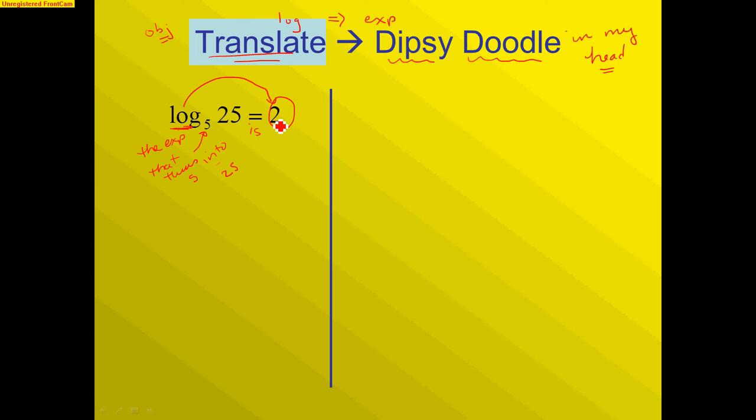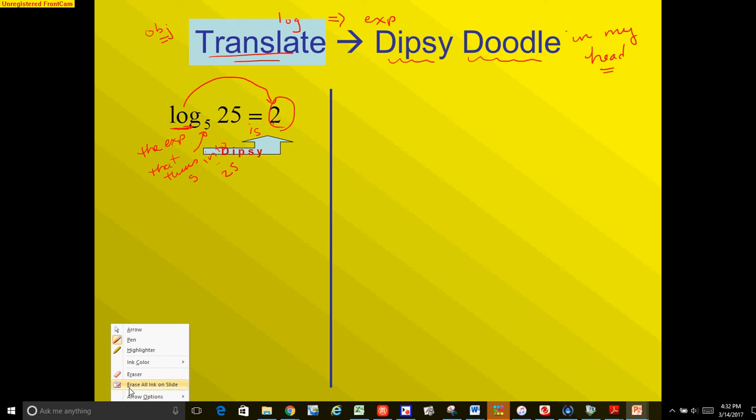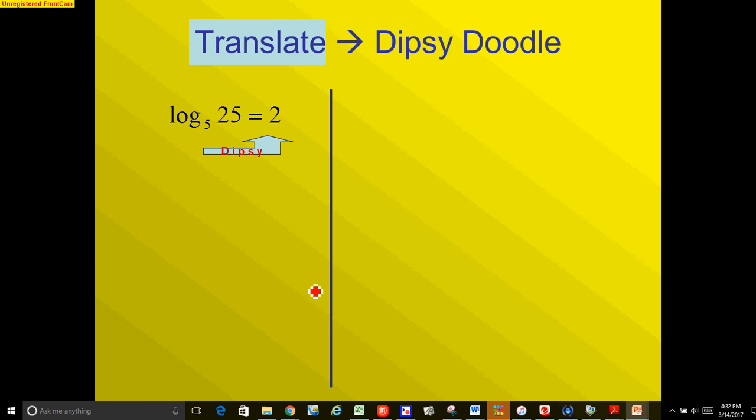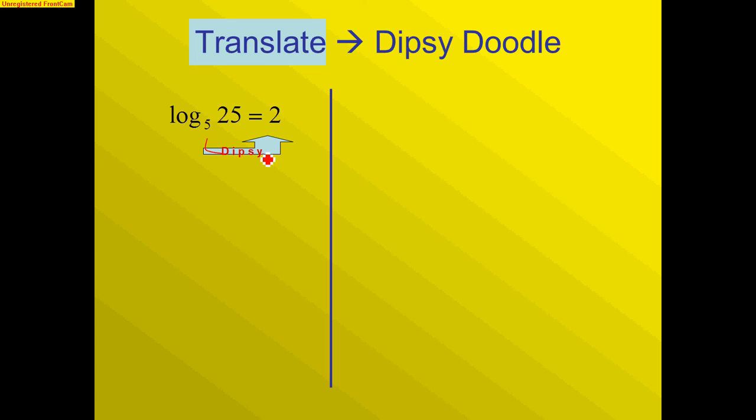A log is an exponent. What is this 2? This 2 is an exponent. What is an exponent on? 5. And what is 5 squared? Well, it's 25, right? So here's what I call that. I say you take the 5 and dipsy it all the way across your equal sign to the exponent, 5 squared, and then you just doodle back, is 25, right? I know that makes no sense. It's just how I think. What can I say?